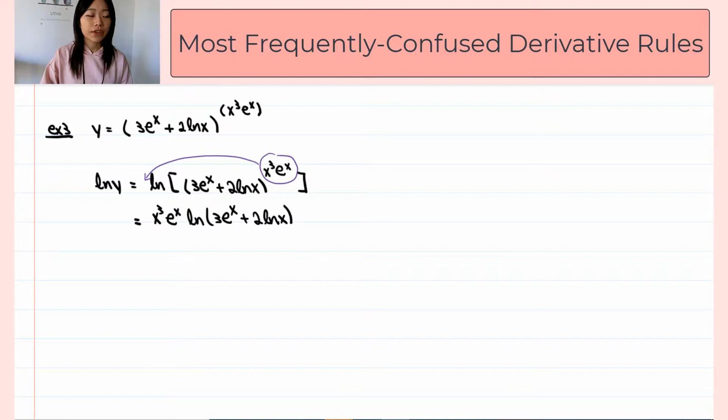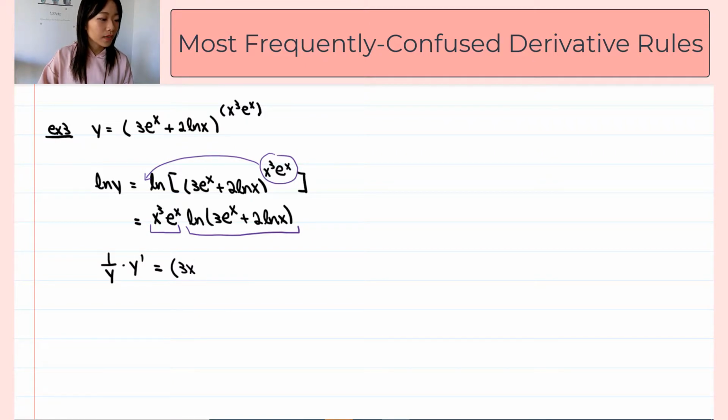Then we use implicit differentiation. So we take the derivative on both sides. The derivative of ln of y is 1 over y, and since y is a function of x, remember to multiply by y prime. And this equals the derivative of the right-hand side. Here we have a function of x times another function of x, so we use the product rule. The derivative of the first function: inside the first function is also a function of x times a function of x, so we use the product rule here.